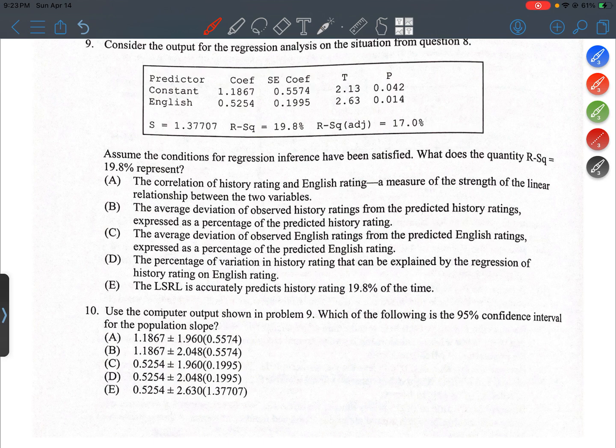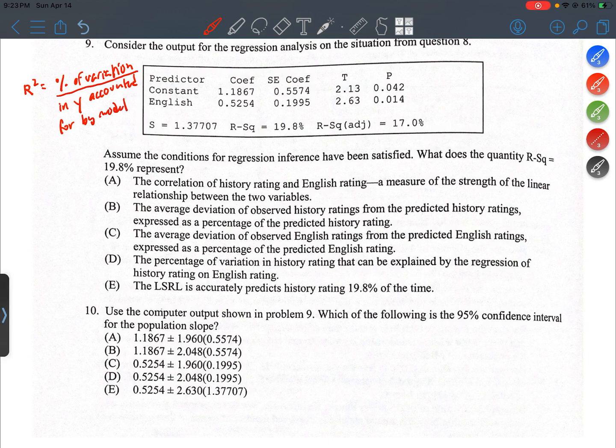Okay, so r squared, little r, capital R doesn't really matter, represents the percent of variation in the response that is accounted for by the model. So specifically, we're looking for an interpretation that has the phrase percent of variation.